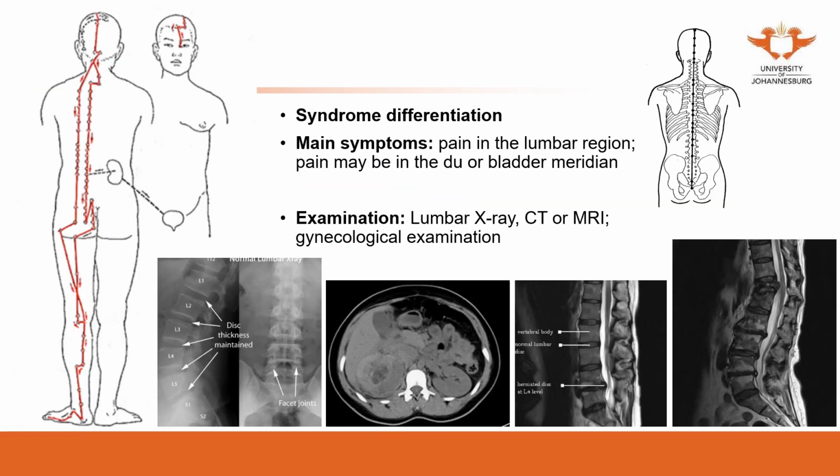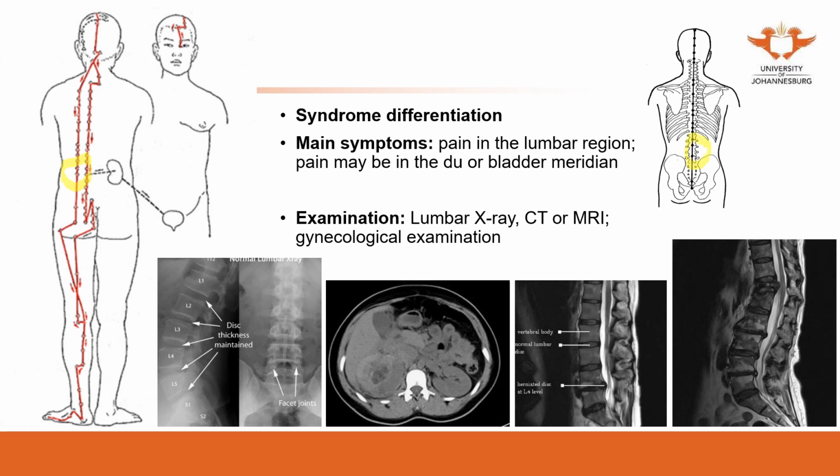The main symptom of lower back pain is pain in the lumbar region. It can be on either side of the vertebra. It also can be on the center. So it is mostly related to the bladder meridian and the Du meridian. So for the treatment, we can focus on the points on the bladder meridian. We also can focus on the Du meridian.